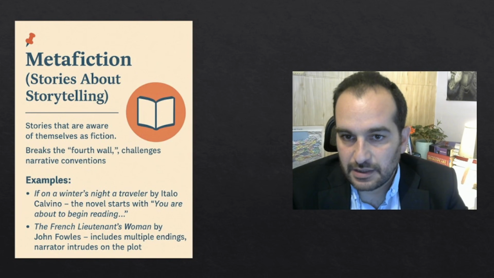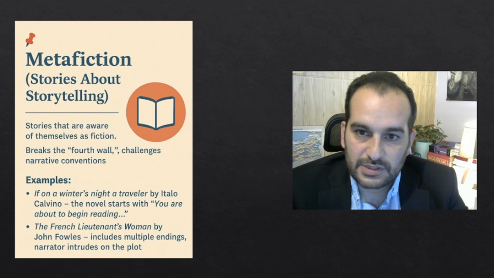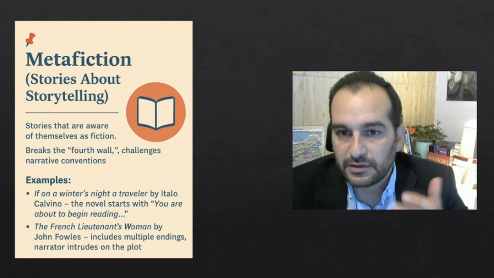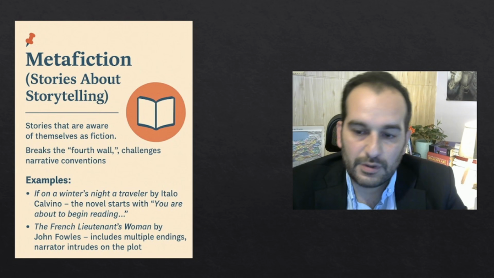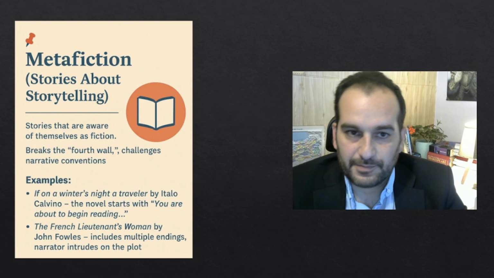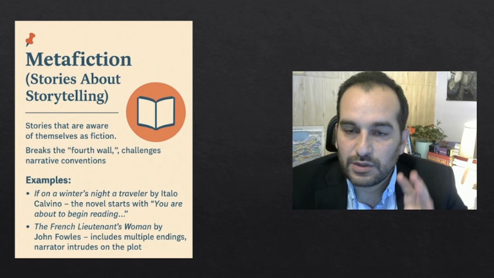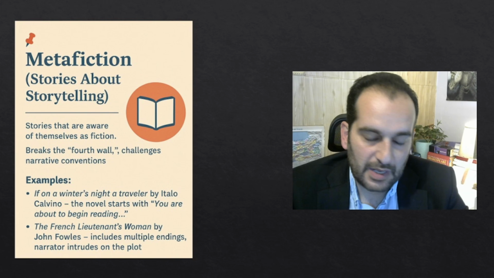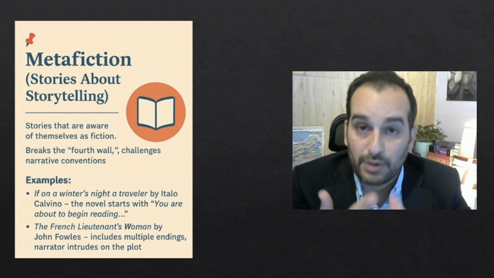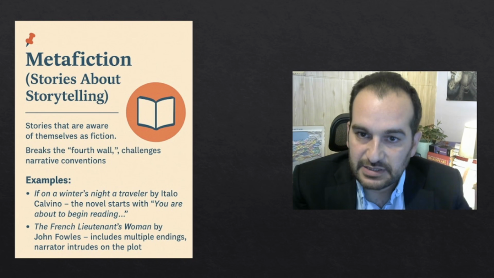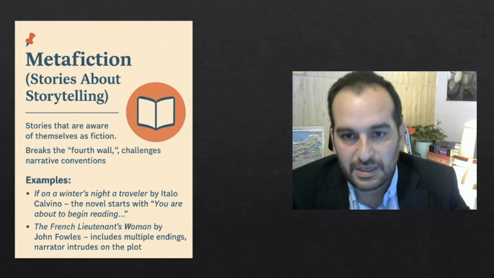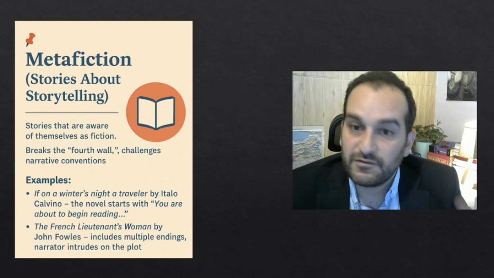Let's start with the second element, metafiction, or stories about storytelling. Postmodern texts often reflect on their own artificiality, breaking the fourth wall and drawing attention to the act of writing. Let's make it simpler. Metafiction is when you are reading a story and you see the narrator, one of the characters, or the author himself or herself addressing you and telling you that this is a story you are about to read, or this is my fictional story.